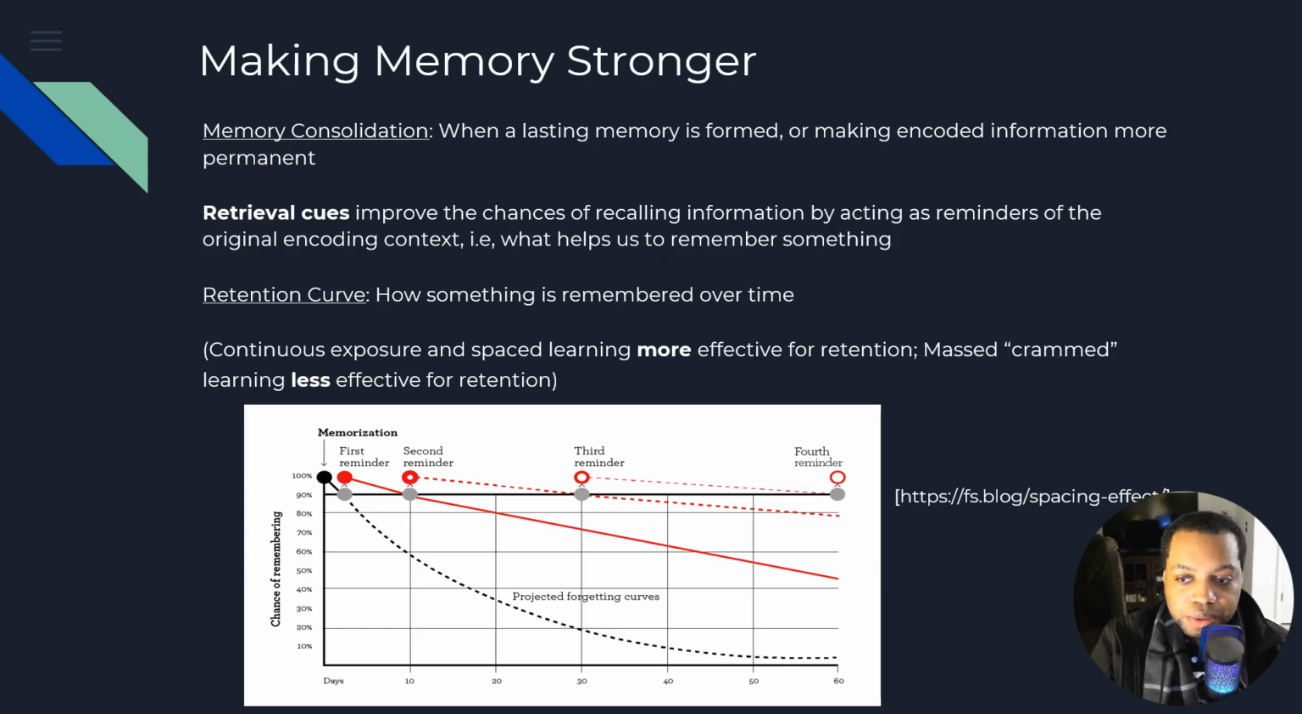Retrieval cues can improve the chances of recalling information by acting as reminders of the original encoding context. Or in other words, what helps us to remember something.